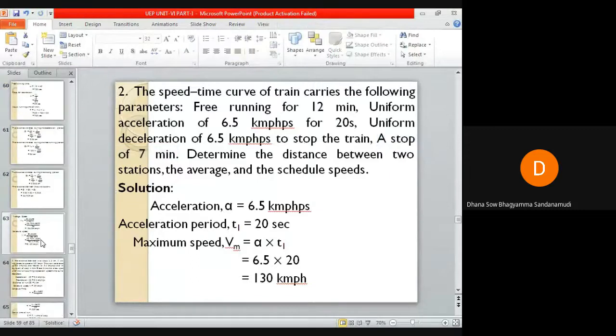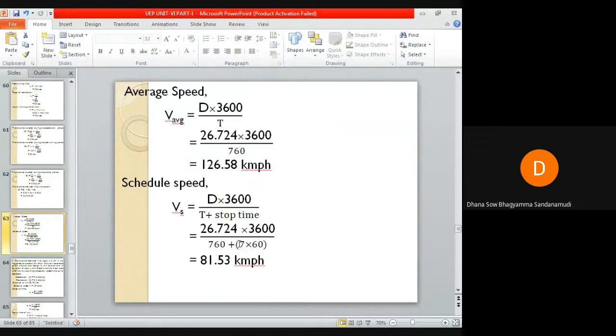Okay, we will convert this minutes into seconds, and we will write stop time is 7 into 60. So Vs, you just simplify this, you will get the scheduled speed of 81.53 kilometers per hour. In the problem, they have asked you to determine the average speed, scheduled speed, and the total distance traveled between the stations. So we have calculated all the terms which have been asked here. So you just write it down. As soon as you complete, inform.